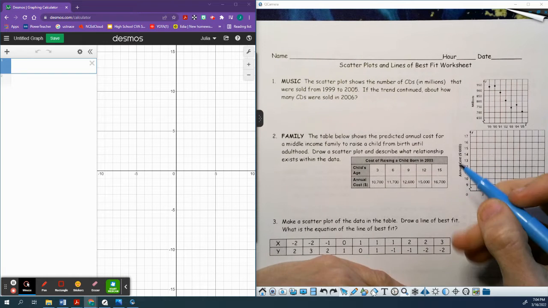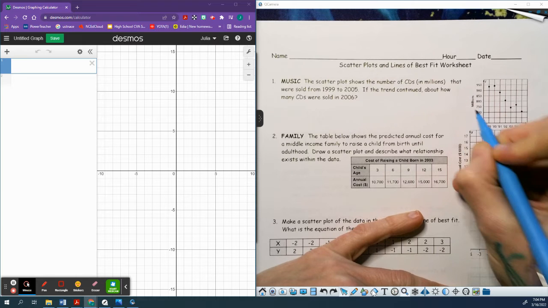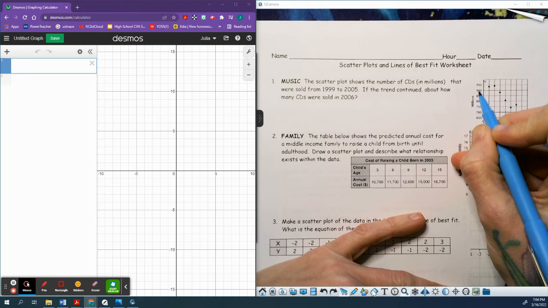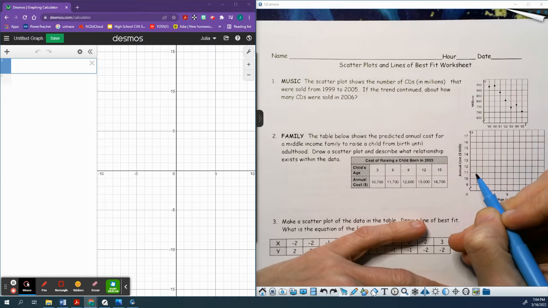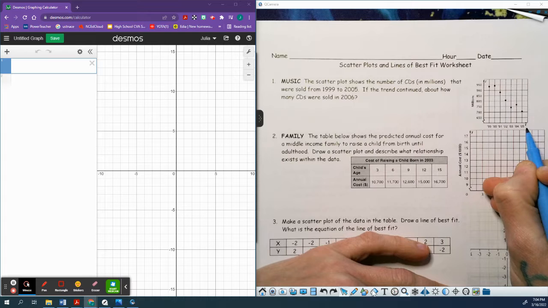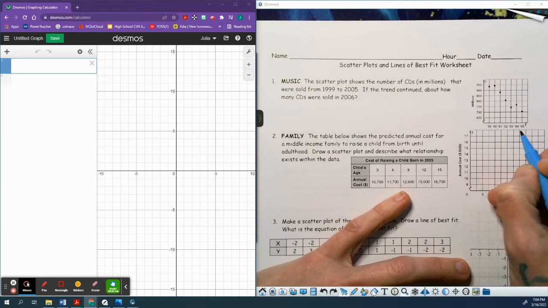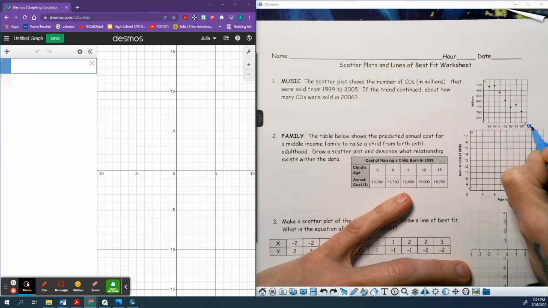So the Scatterplot shows the number of CDs in millions. As I've said before, make sure you're reading what's on your X and what's on your Y axis, because that's one of the ways that they'll stump you on your EOC. This was sold from 1999 to 2005. If the trend continued, about how many CDs were sold in 2006? So basically, we're looking for one more dot.